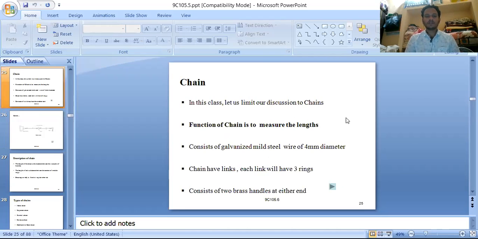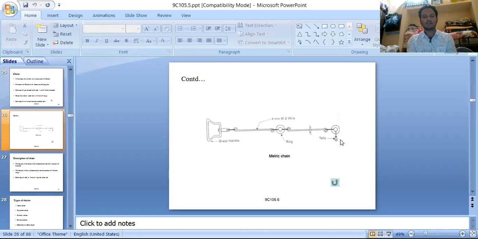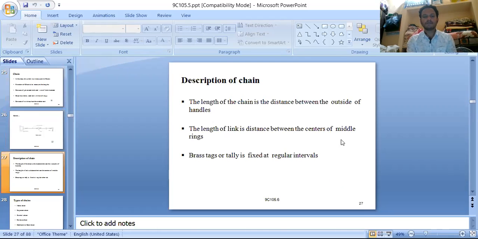The function of the chain is to measure length. It consists of galvanized mild steel wire of 4 mm diameter. The chain has links. Each link will have 3 rings. It consists of a brass handle at either end. This is the diagram which shows the metric chain. The length of the chain is the distance between the outsides of the handles.